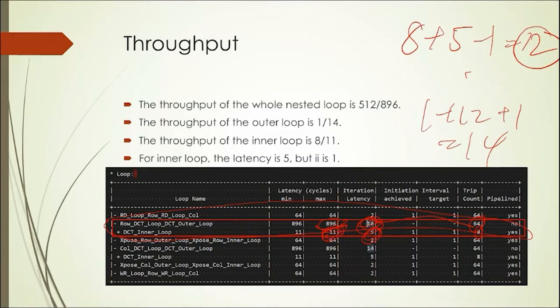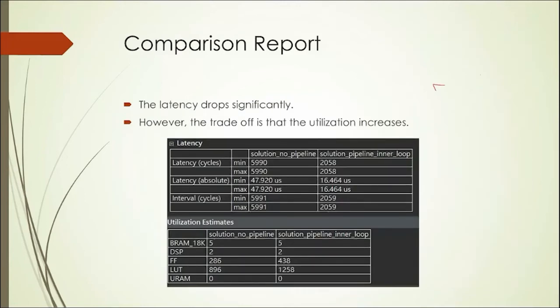Okay, so here's the comparison report. This report can compare the current design with the previous design. You can see that the total latency is 2058, and the previous design requires 5990, which is a great improvement. However, you can see the utilization. It requires more lookup tables and registers compared to the previous design. So with the pipeline, we pay in utilization in exchange for latency.